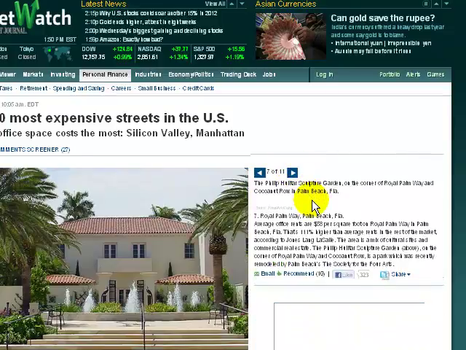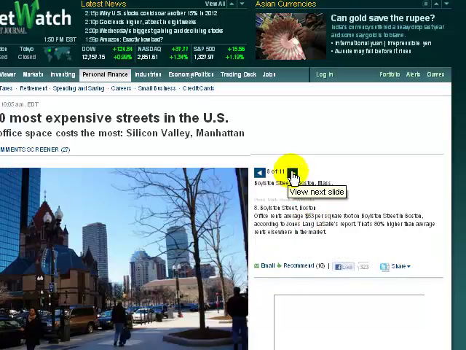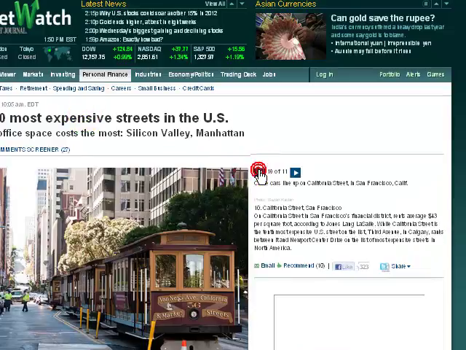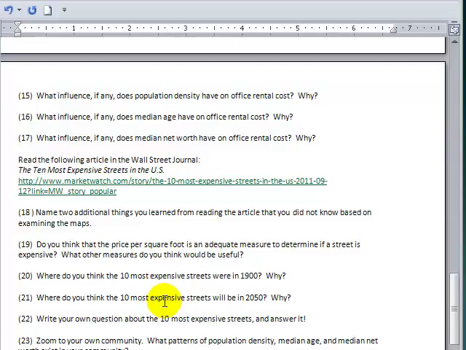Here's a place in West Palm Beach that we looked at earlier on that national map. In Massachusetts, Boylston Street. And here we've got Fashion Island in Newport Beach, a bit more about the data set. So, inside the lesson, I ask you to do the following. Name 2 additional things you learned from reading the article that you did not know based on examining the maps.